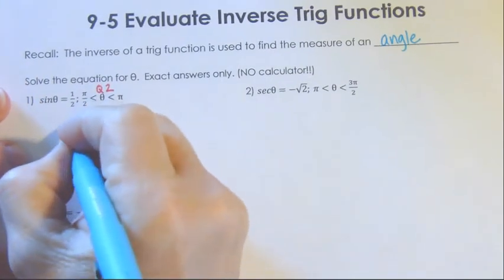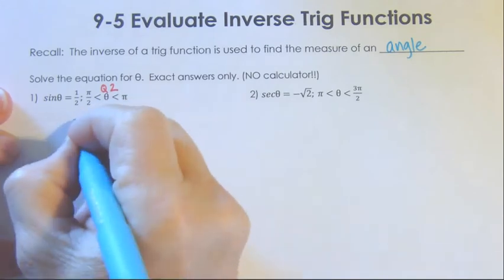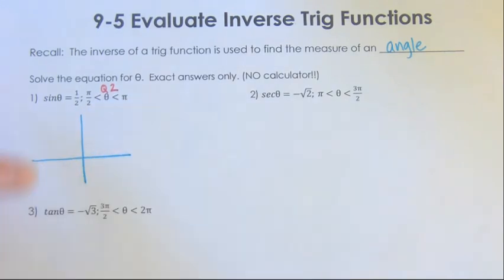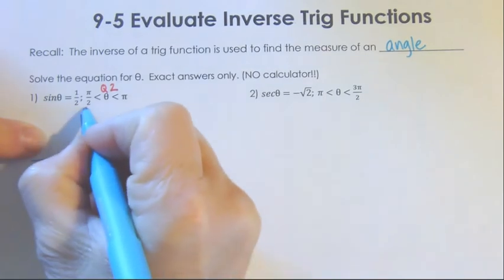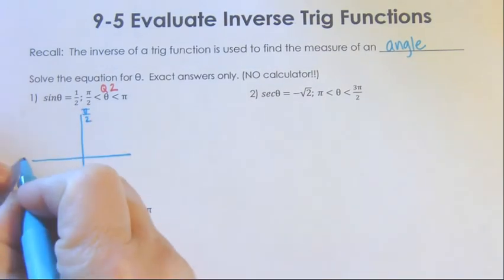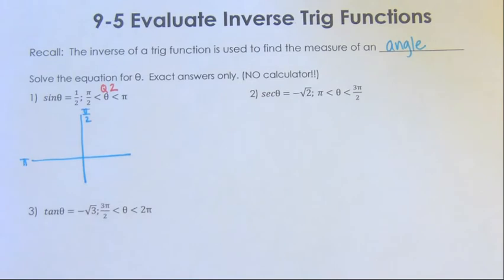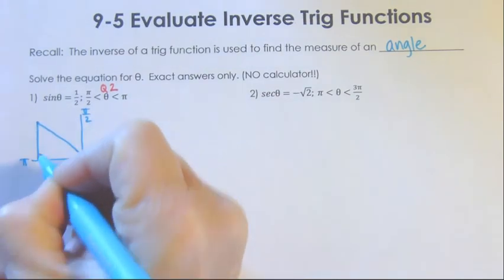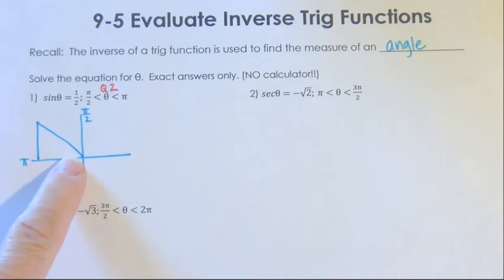What I would suggest is drawing your triangle in the correct quadrant. So since we're in quadrant 2, I know pi over 2 is up here, pi is over here, so that's what puts me in the second quadrant. Remember, the triangle always has to touch the x-axis. And then here's the reference angle that we're going to be looking for.